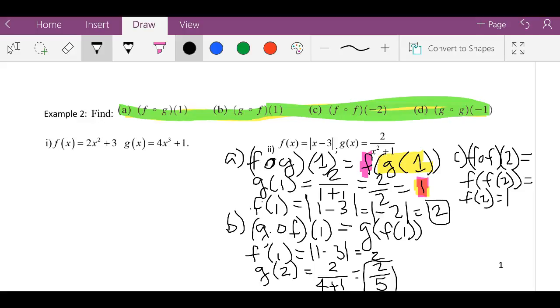You're going to do absolute value of 2 minus 3, which is -1. The absolute value of -1 is going to be +1. And then now you're composing f of 1 again, which seems like we've done a lot of these. Okay, f of 1. So f of 1 is going to be the absolute value of 1 minus 3, which is going to be +2 because of the absolute value. So f composed with f of 2 is 2.